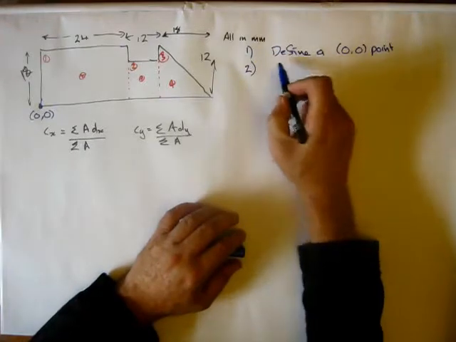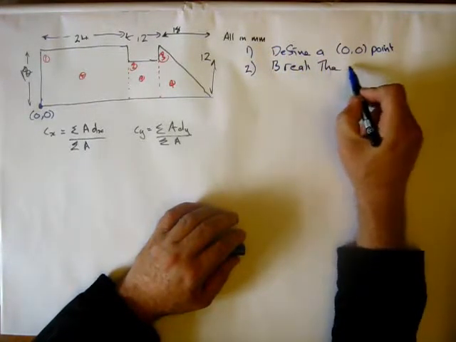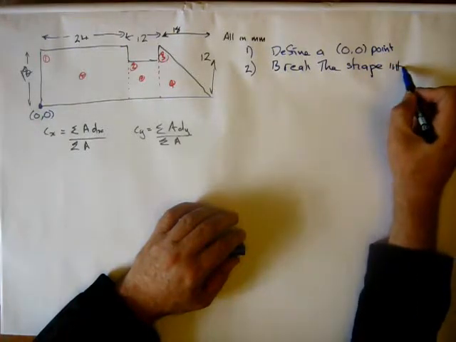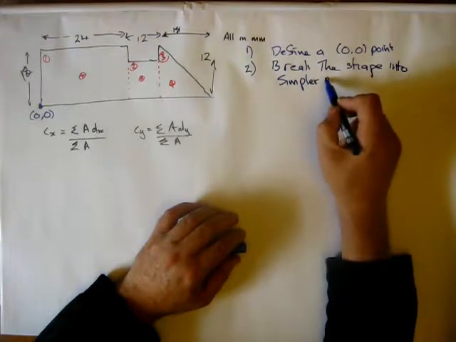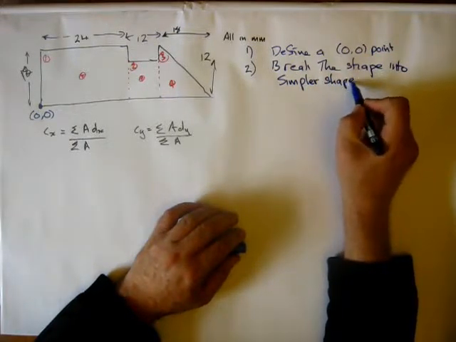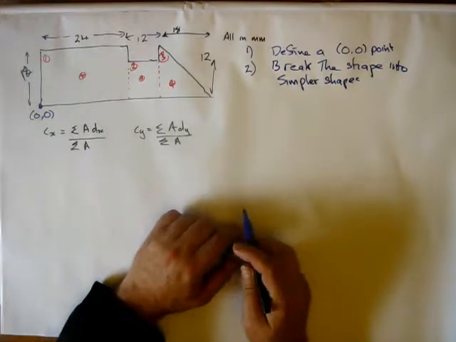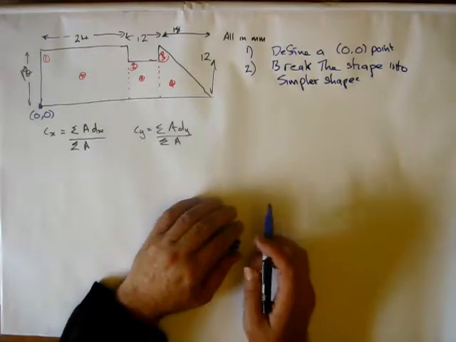Step 2, we break the shape up into simpler shapes. So this is fine. If we can break that up into rectangles, triangles and circles, yep, we can do this quite easily, believe it or not.